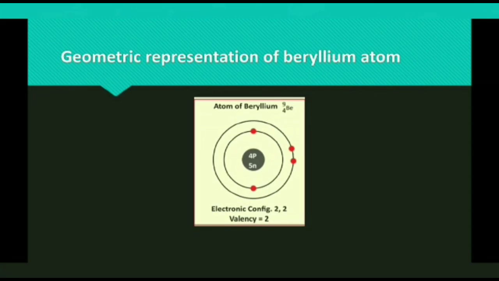Okay, next one, geometric representation of the beryllium atom. So here beryllium, atomic number 4, mass number 9. So in this, the first shell has 2 electrons filled, and in the second shell 2 electrons are filled. So here 2 is the valency, because the number of electrons present in the outermost shell is 2 electrons. Okay, okay students.